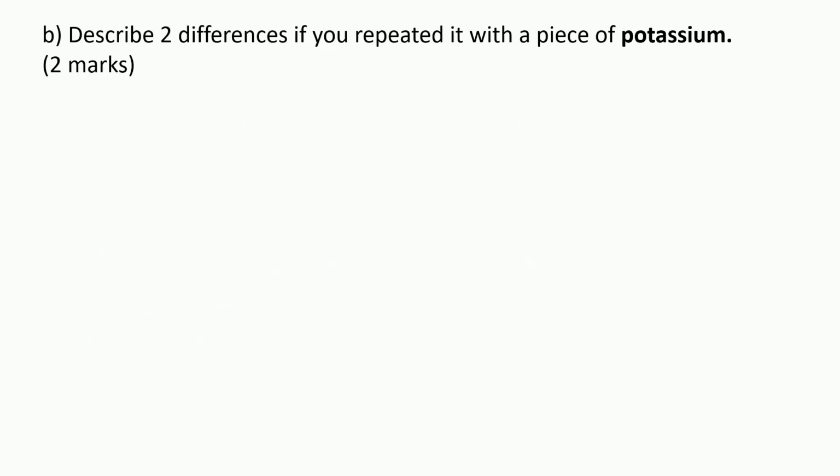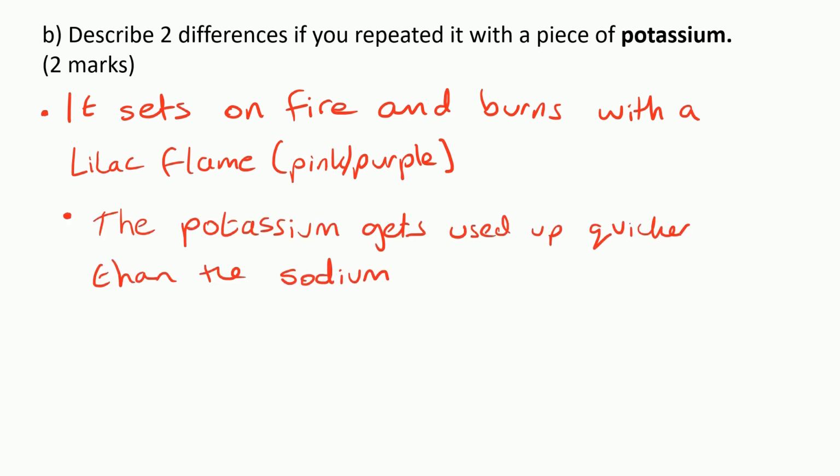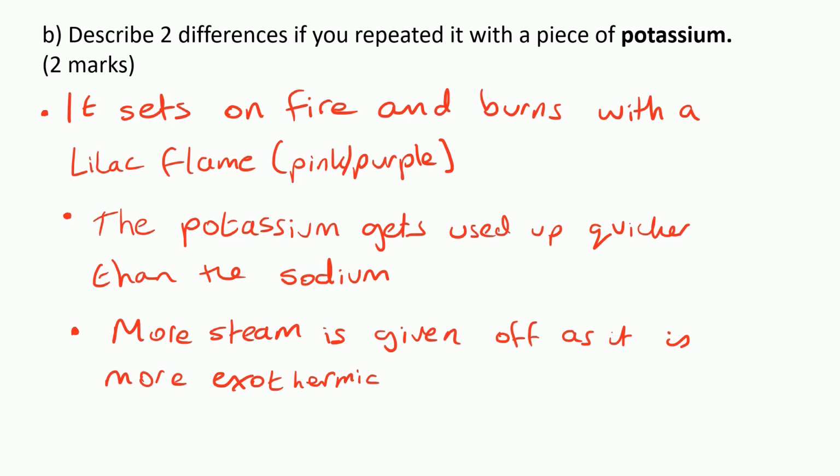Then you might be asked to describe two differences if you repeated it with a piece of potassium. So first of all, you need to remember that potassium is more reactive than sodium because the alkali metals get more reactive as you go down group 1. So you could say the potassium would set on fire and it burns with a lilac flame, which is a pinky purple colour. Also, the potassium gets used up quicker than sodium because it's a quicker reaction, it's a more reactive metal. And you could say more steam is given off as it's a more exothermic reaction, giving out even more heat energy than what sodium did.